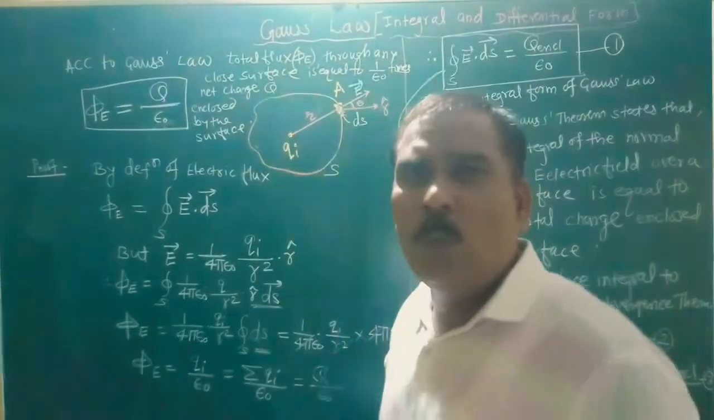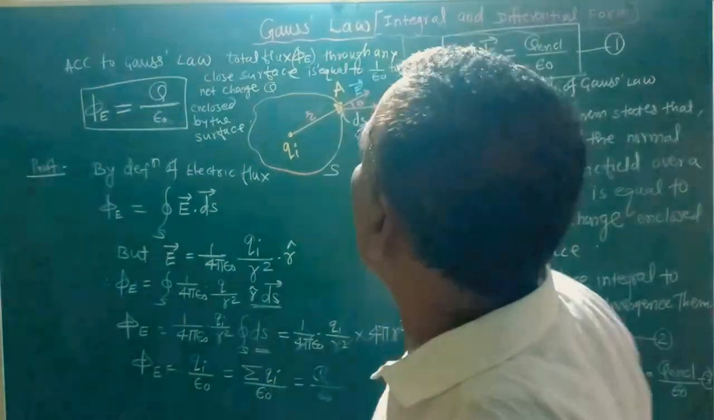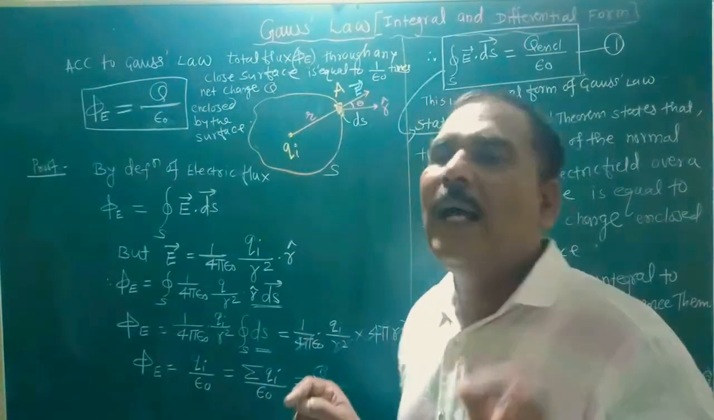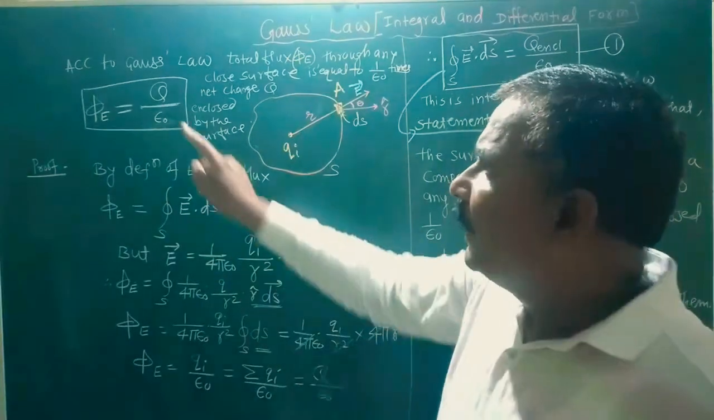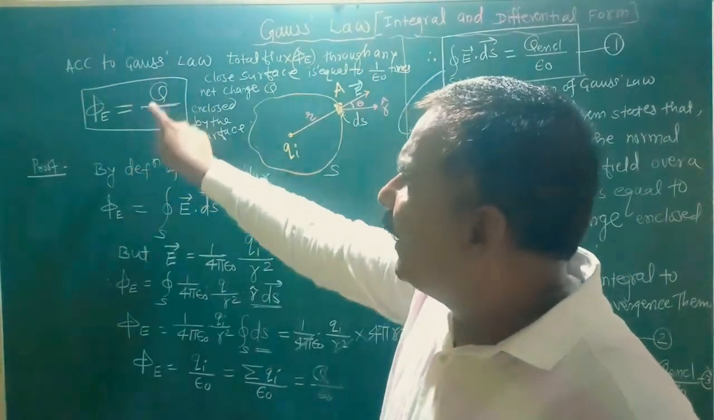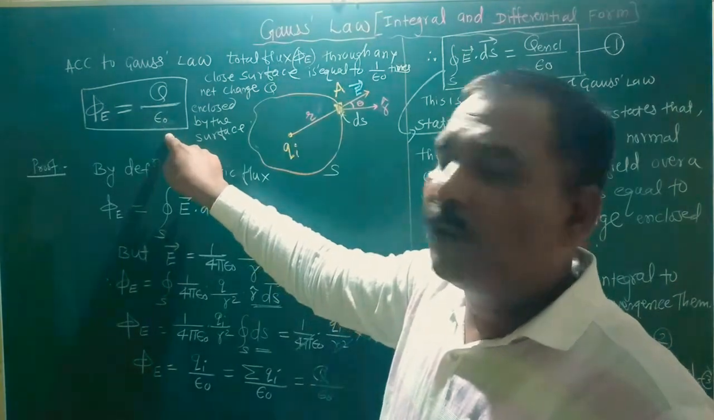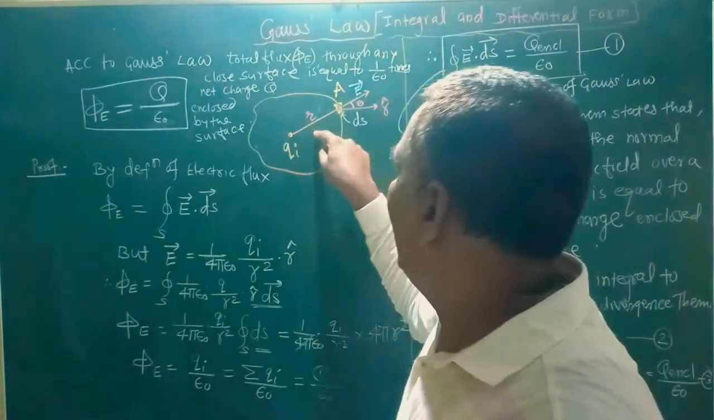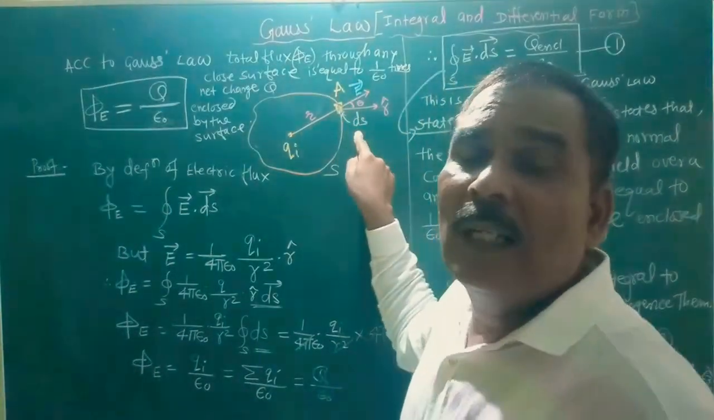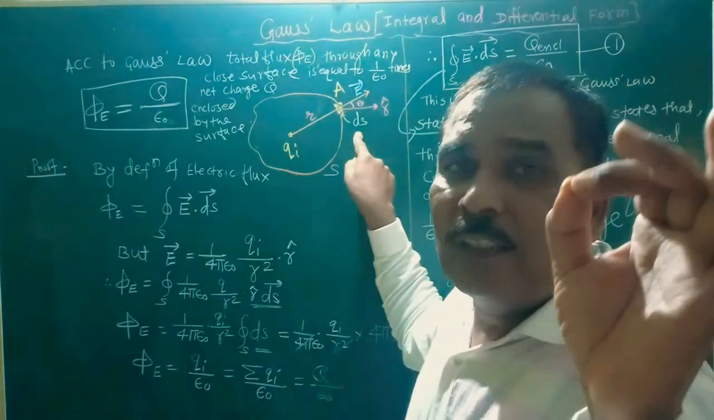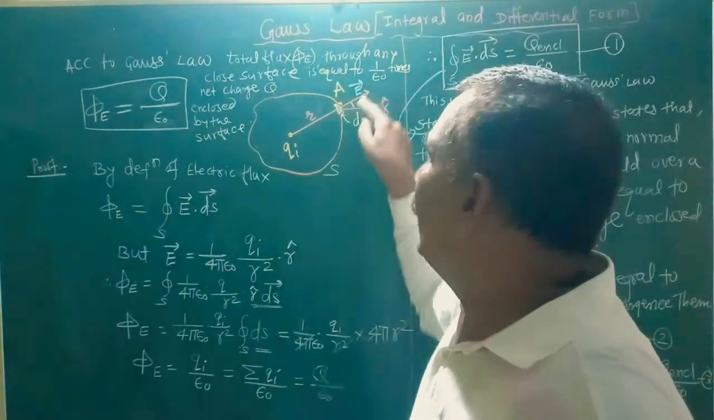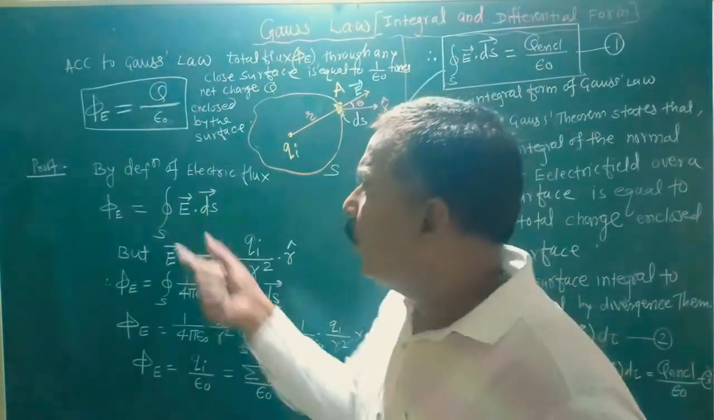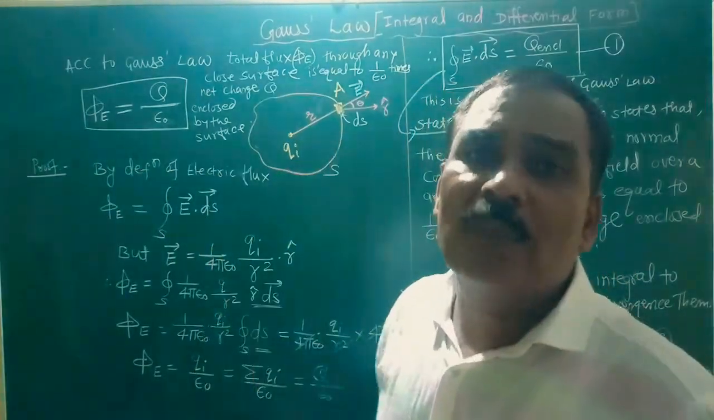According to Gauss law, the total flux phi through any closed surface, this is very important, is equal to Q enclosed divided by epsilon naught, where Q is the total charge enclosed in that surface, R is the radius, small ds is a small element at a point A, E bar is the electric field intensity, and R cap is the unit vector. After that, we have to prove the integral form and differential form of Gauss law.